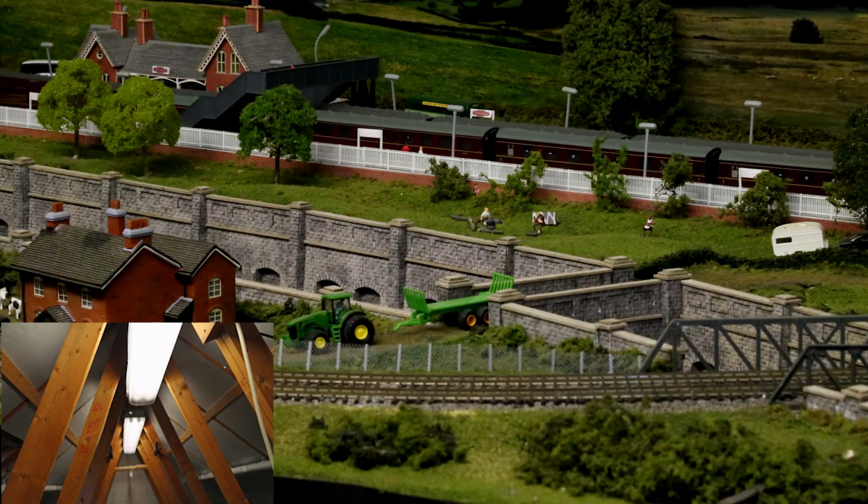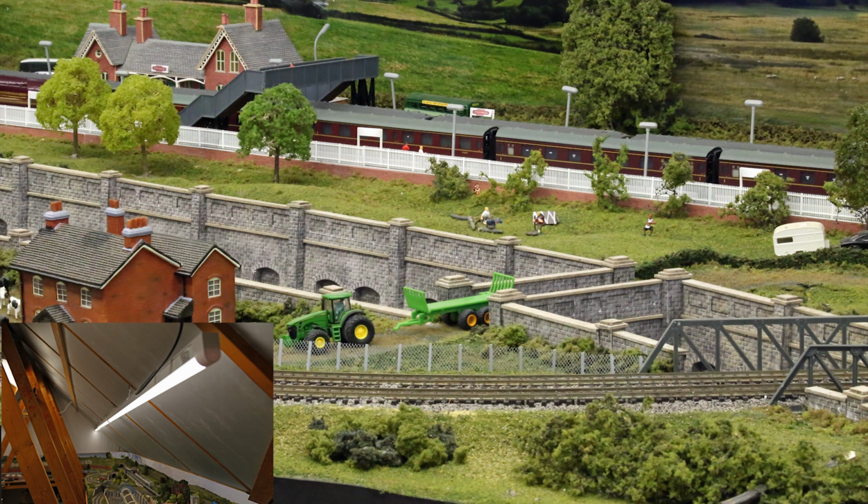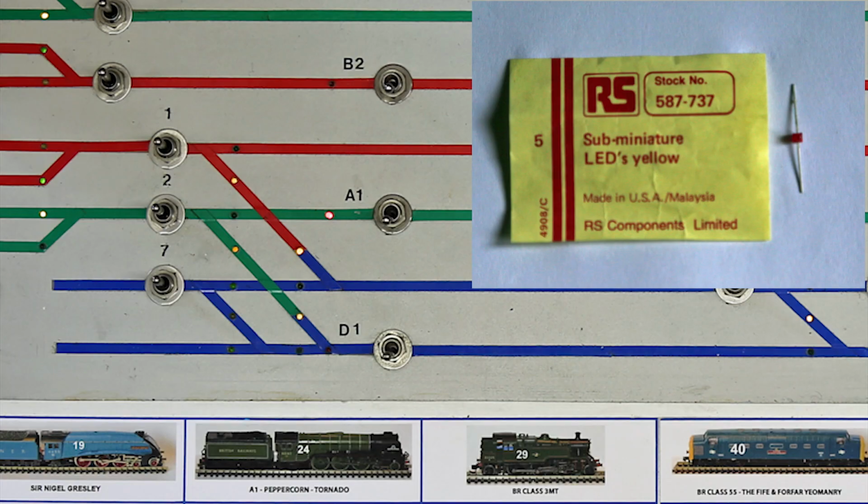But before we delve into the lighting of the scenery, it is perhaps worth looking at the difference display lighting can make to the layout. I have added an array of LED strip lights, and the control panel would not look the same without all the indicator lights using Radio Spares sub-miniature LEDs.